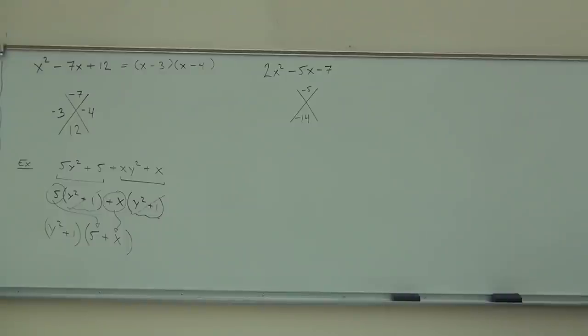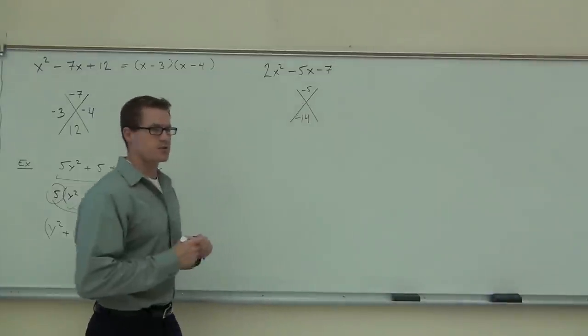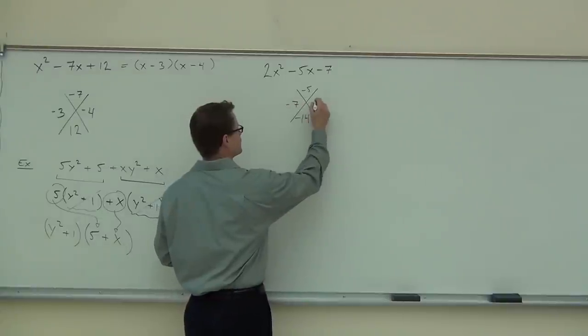Remember, those signs give you clues. Negative on the bottom says they have to be different signs. Negative on the top says the bigger one has to be negative. Have you thought about it? Have you found them? What have you found? 7, 2 somehow. That's great. Okay. Which one's got to be negative? The 7 or the 2? So negative 7 and positive 2.